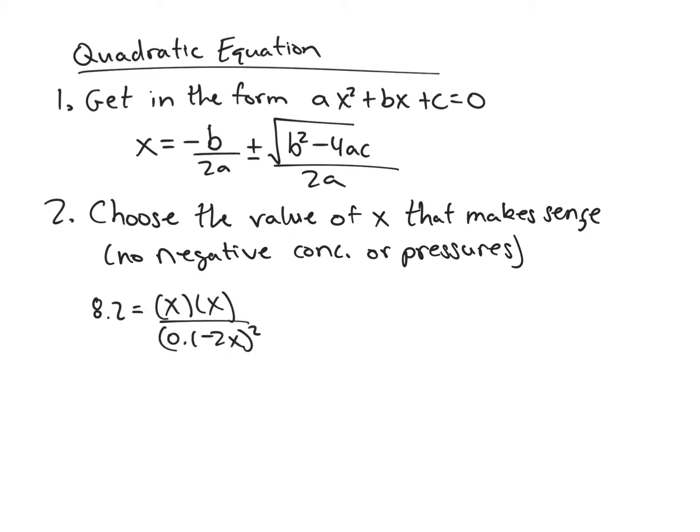Okay, so let's see how this works in this case. We've got 8.2 equals x times x over 0.1 minus 2x squared. So first I'll do 8.2 is equal to x squared over 0.1 minus 2x squared. Now, the first thing I need to do is get all this stuff from the denominator over to the other side. So I'll multiply both sides by 0.1 minus 2x squared.